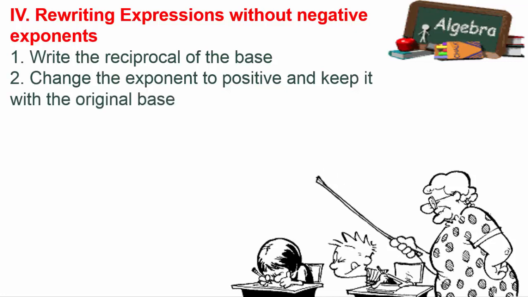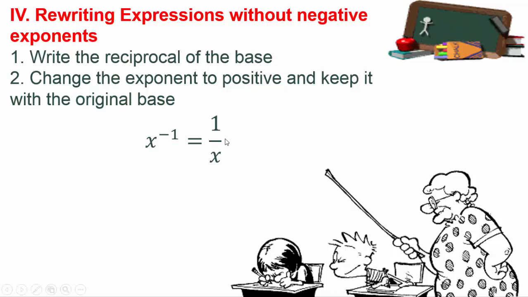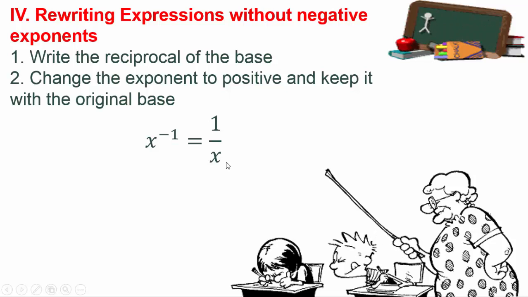The first thing we do is we write the reciprocal of the base, and then change the exponent to a positive to keep it with the original base. Now, of course, one may ask, what does this mean? Well, this is what it means. If you have a negative exponent, it essentially means 1 over the base to the positive power. In this case, the power here, -1, its positive power would be 1, so it's 1 over x to the first power, or 1 over x.